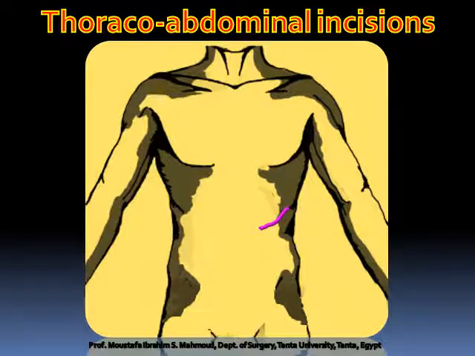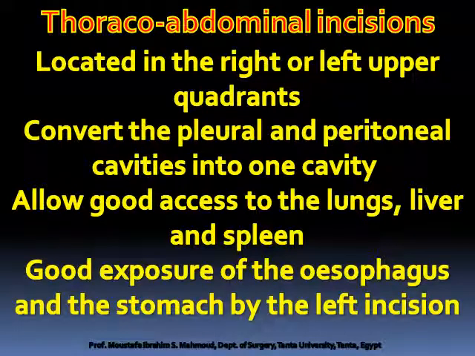Thoracoabdominal incisions. Located in the right or left upper quadrants. They convert the pleural and peritoneal cavities into one cavity. It allows good access to the lungs, liver, and spleen. Good exposure of the esophagus and the stomach by the left incision.